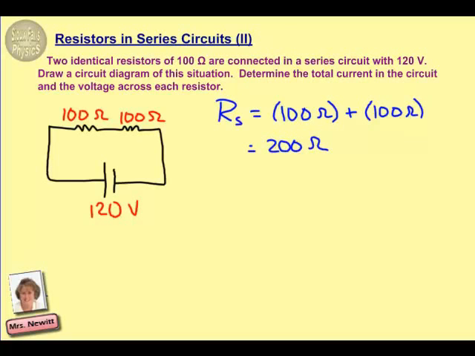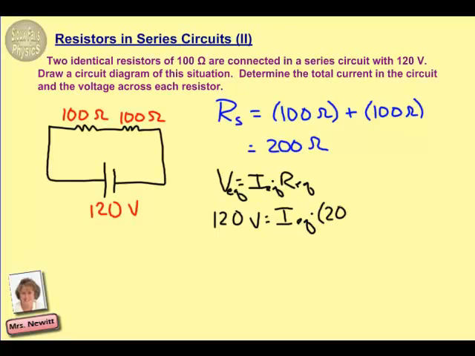Then we can use Ohm's law, V equals IR, applied to the entire circuit to calculate the current. We again have 120 volts. Our resistance was just calculated as the total of 200 ohms. And as expected, we would have a very small equivalent current then of 0.6 amps.